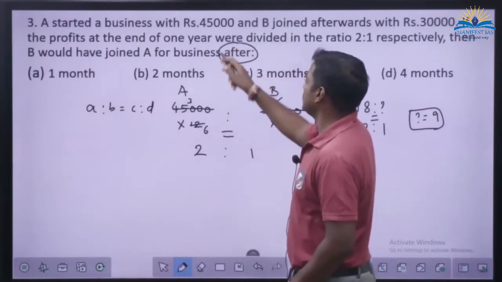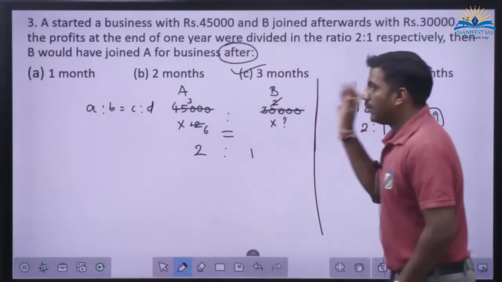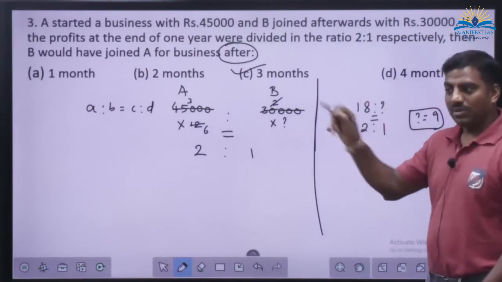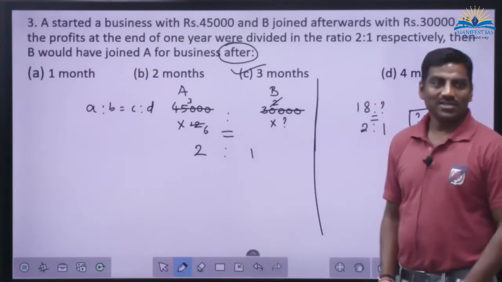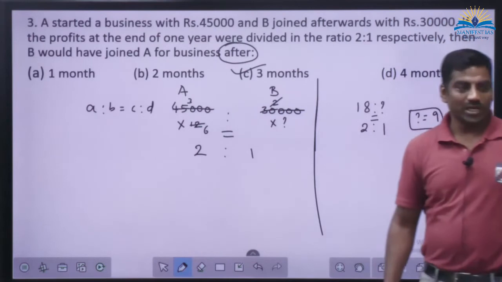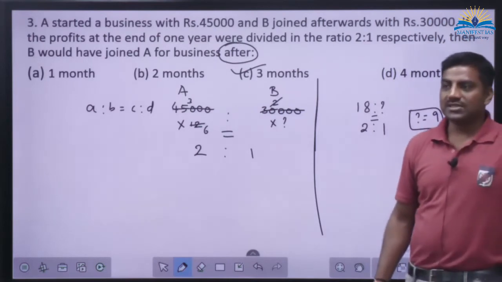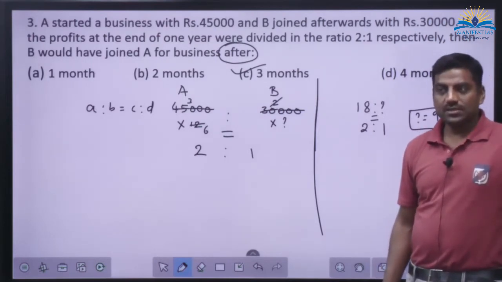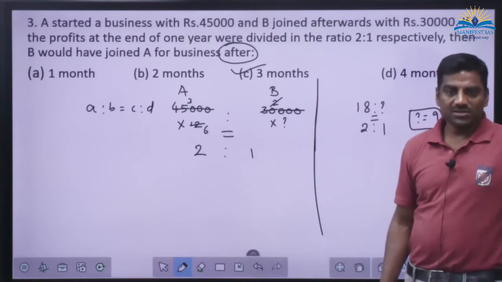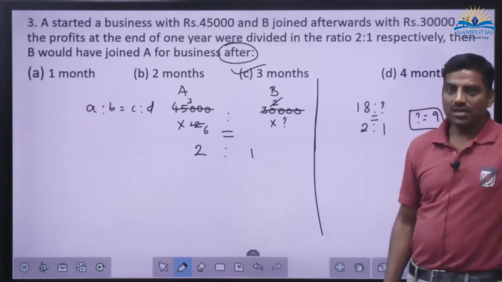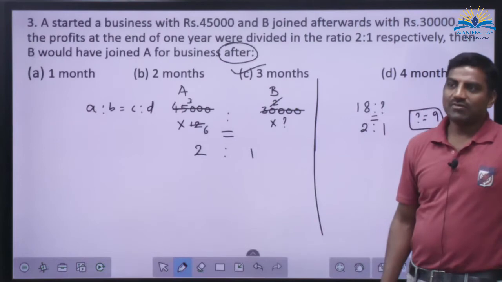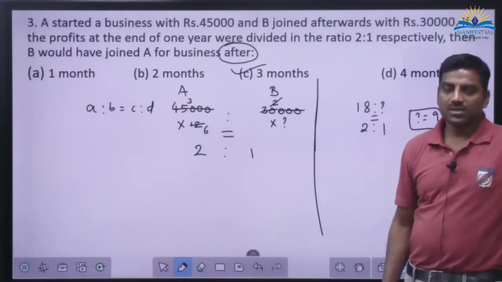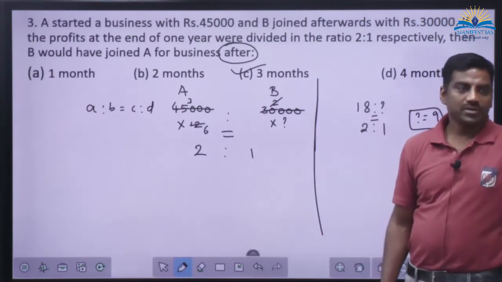After how many months? But in the option, if 9 months is given, people would tick 9 months. They are asking after how many months he is joining. Though his investment is for 9 months, he has joined after 3 months. Yes, done. So like this, the varieties will come. Is that okay? Yeah.